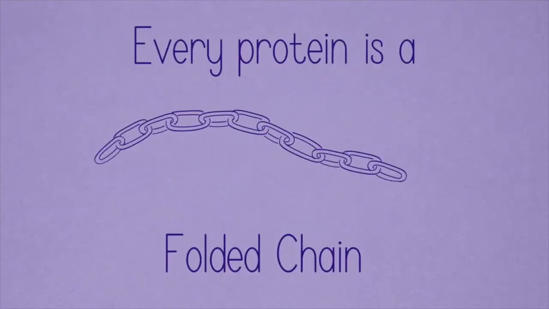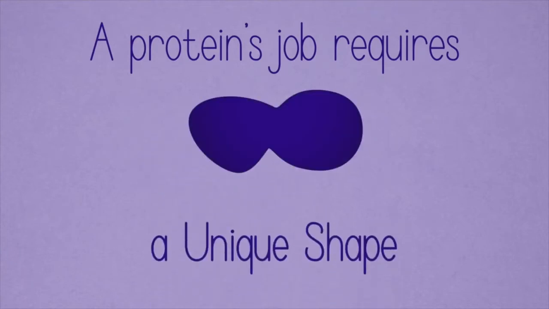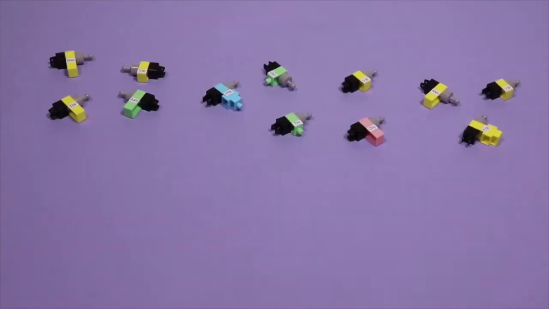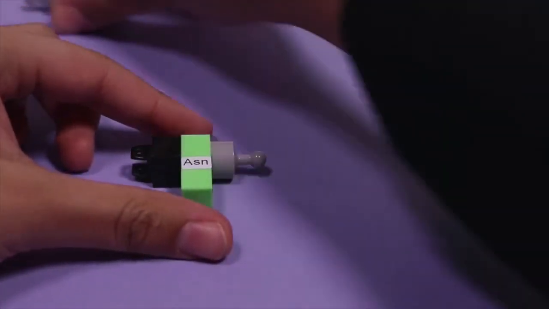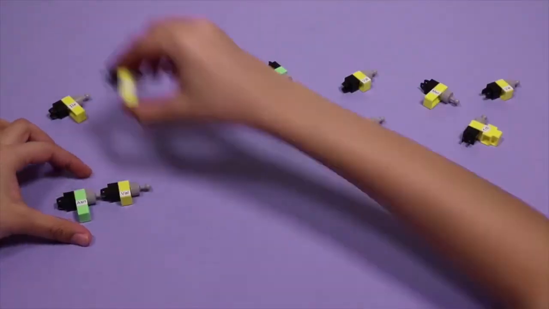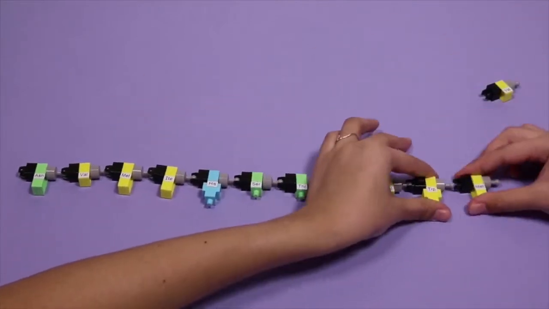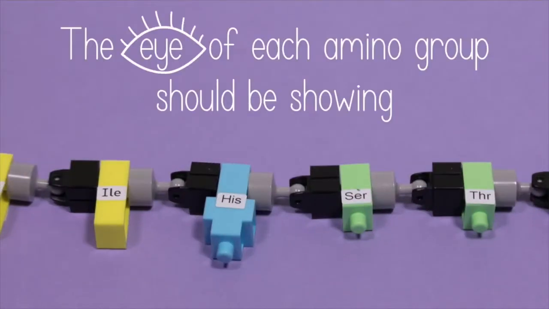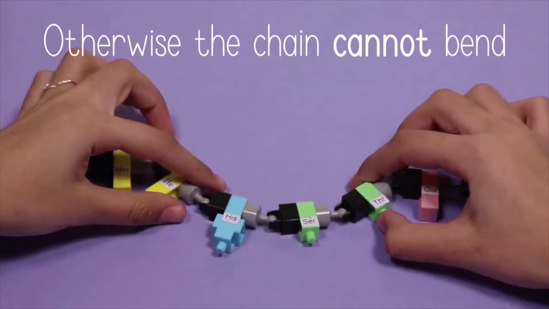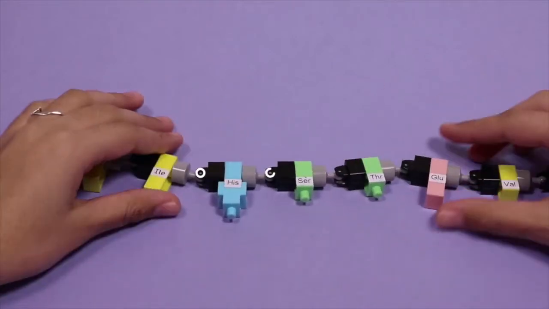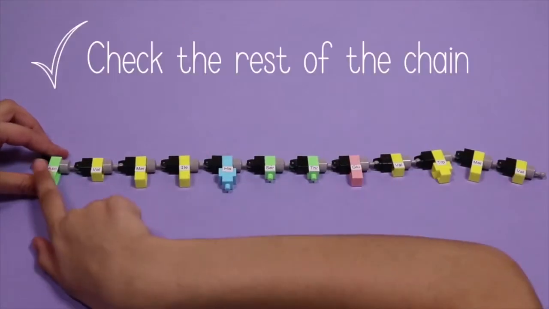Every protein is a folded chain. A protein's job requires a unique shape. Protein folding begins with the correct sequence of amino acids. Build the protein chain on page 11. Keep the black amino end to the left as you build. The I of each amino group should be showing. Otherwise, the chain cannot bend. Turn all the amino ends so the I's show. Turning the ends helps the model to fold. Check the rest of the chain.